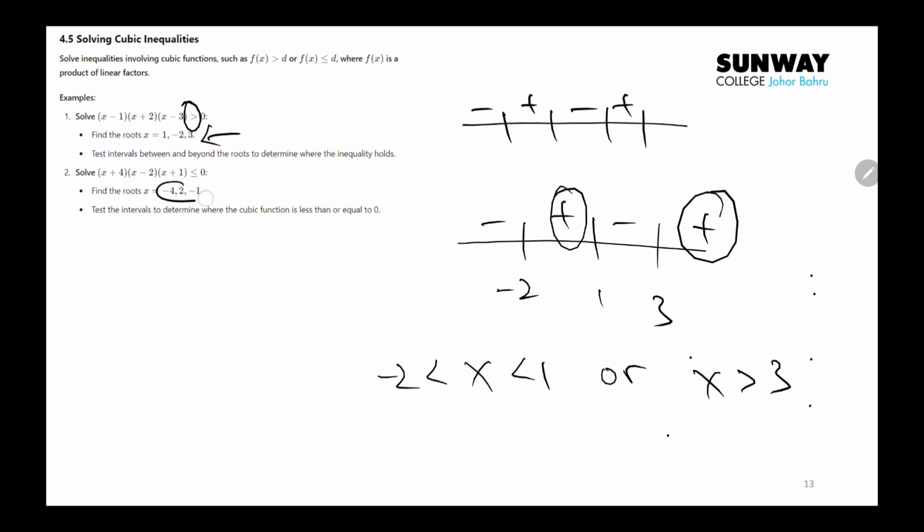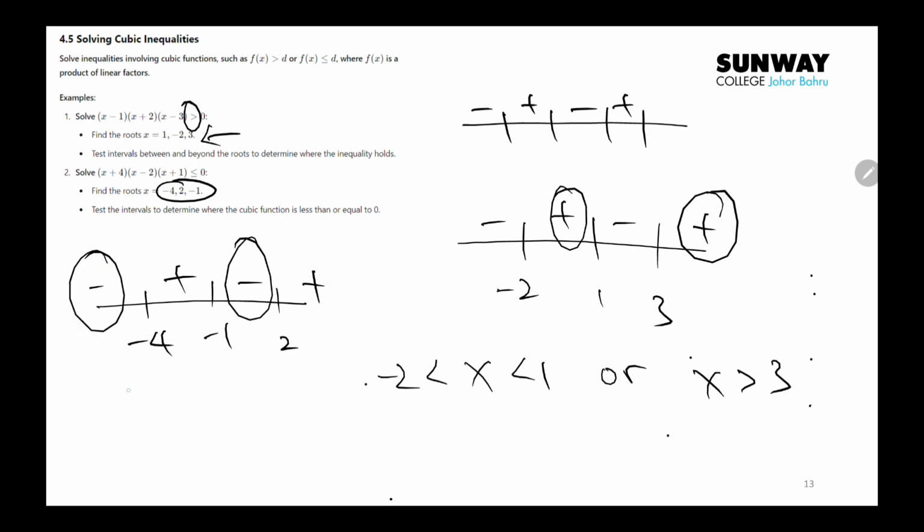Similarly, these are the roots for the second question: -4, -1, and 2, negative, positive, negative, positive. You see smaller, so you choose the negative region. So in this case, you're going to choose x smaller than or equal to -4, or x in between -1 and 2.